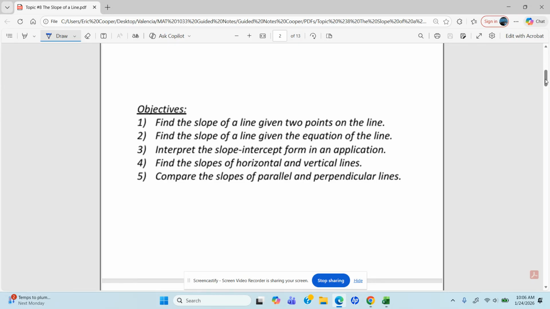Here are our objectives today. We're going to find the slope of a line given 2 points or the equation. We're going to find the slope of the line given the equation of the line. We're going to interpret slope-intercept form in applications and different word problems. We're going to find slopes of horizontal and vertical lines, and then we're going to compare the slopes of parallel and perpendicular lines.